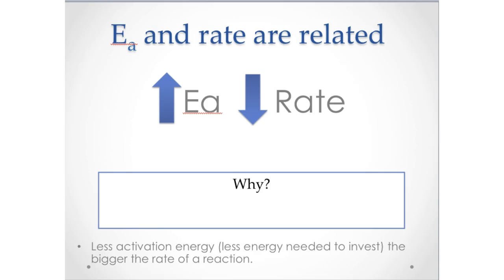Here's a question for you to think about. How are activation energy and rate related? So if you have a high activation energy right here, then the rate goes down. And what I'm asking is why? Why does the rate decrease? Less activation energy means less energy needed to invest, the bigger the rate of the reaction. Why though? Why is this the case? Go ahead and pause it and think about it.